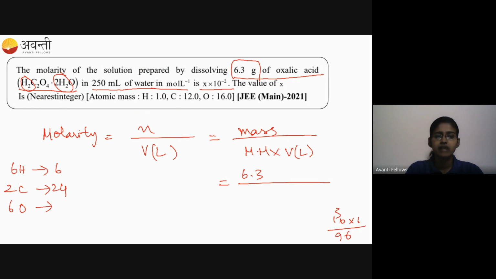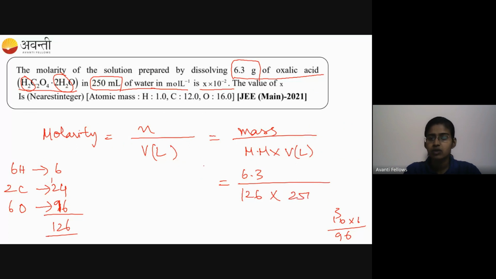96. So we have 96. So what is the value? It will be 126. So the molar mass is 126 into the volume. Volume is given in milliliter. No, we have to convert this into liter. So we have to divide by 1000.